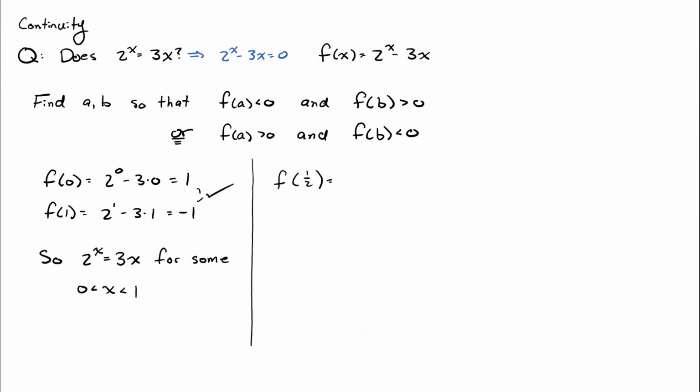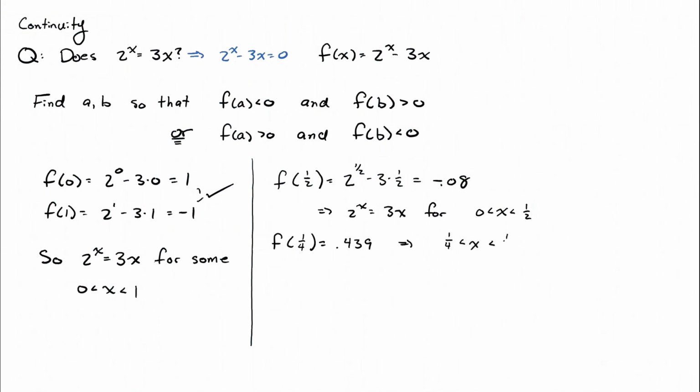What is f of 1 half? It's minus 0.08. This means 2 to the x equals 3x between 0 and 1 half. We can split the interval again, so the solution is between 1/4 and 1 half. And again, then it's between 3/8 and 1 half. And you could keep doing this until that interval was as tight as you wanted. The tighter the interval, the better the approximation.